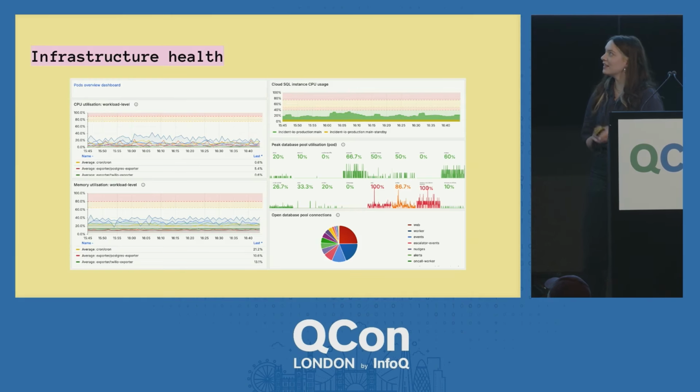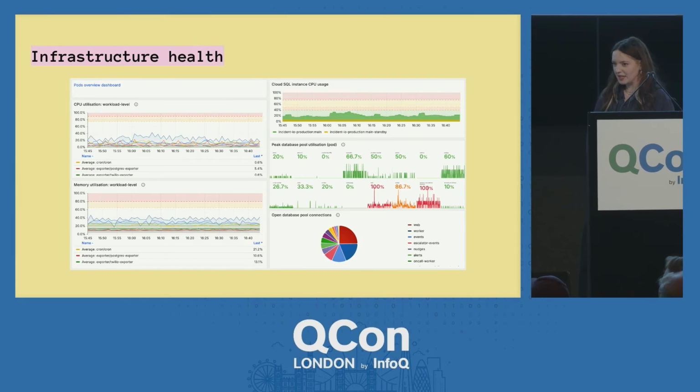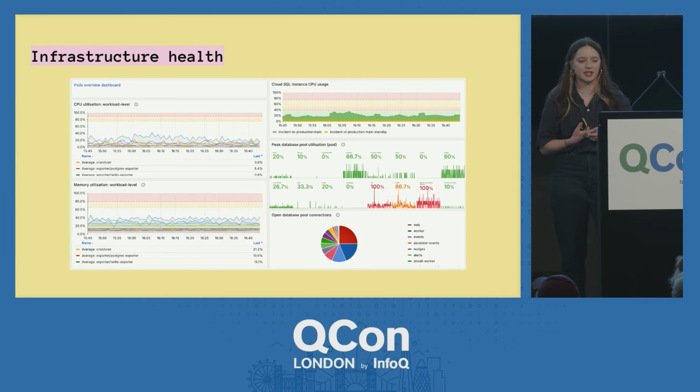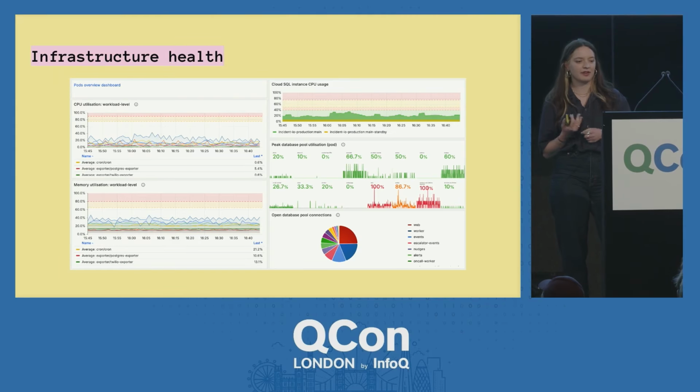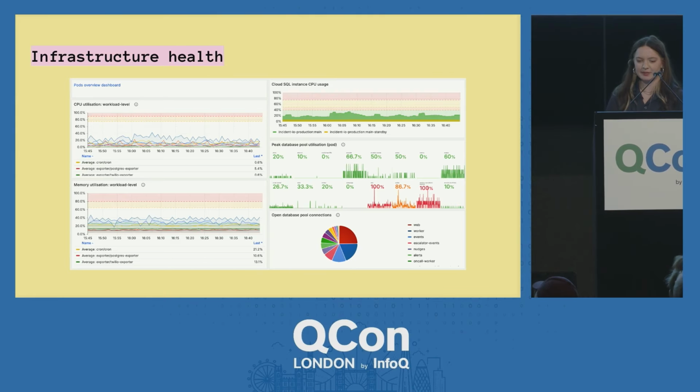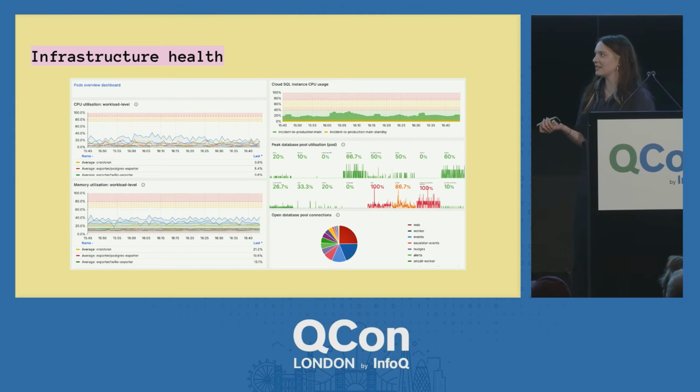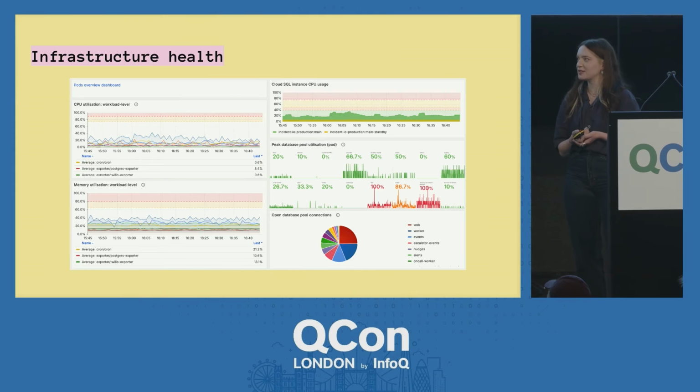Diving into that, we run on Kubernetes with a Cloud SQL Postgres. That means we plot CPU and memory for all of the relevant pods and database health. So database CPU and how saturated the database pools our system relies on are.